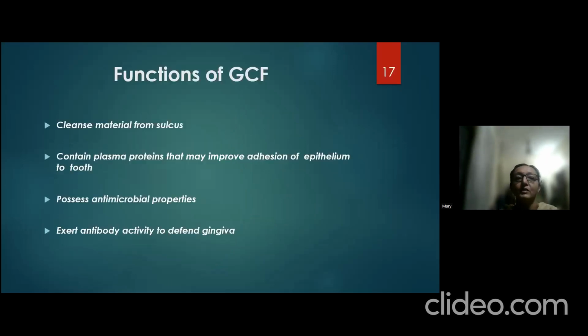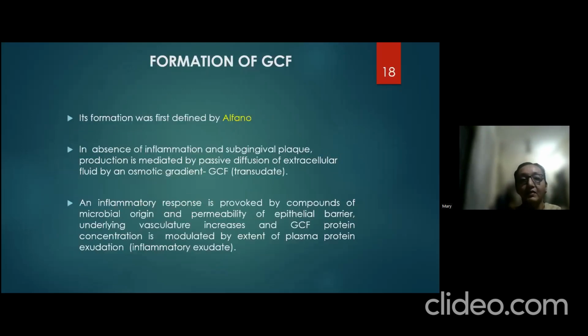So now let's go to the functions of the GCF. The main functions of the GCF are to cleanse any foreign bodies or materials found in the gingival sulcus, and it is also known to contain plasma proteins which help in improving the adhesion of the epithelium to the tooth. The GCF is also known to have antimicrobial properties and to exert antibody activity to defend the gingiva. So these are the main functions of the gingival crevicular fluid.